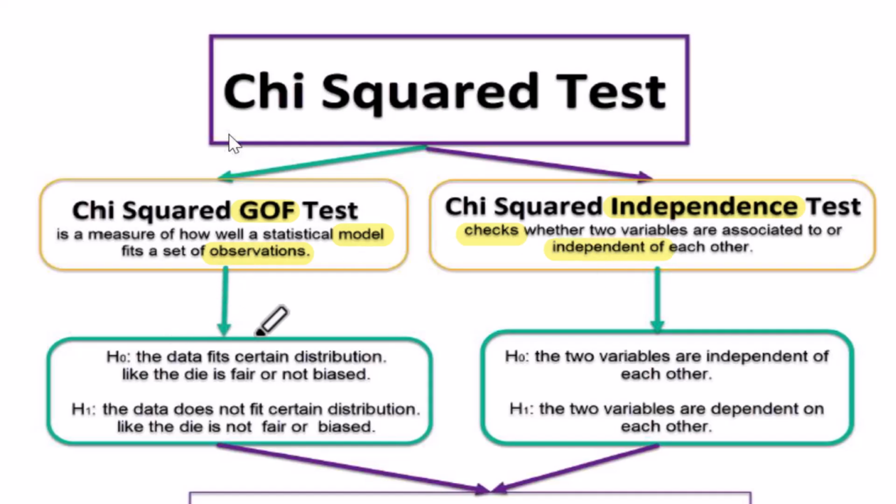For the GOF test, H0 will be that the data fits a certain distribution, like uniform distribution, binomial distribution, normal distribution, and so on. When we say the die is fair, it means the data follows a uniform distribution. H1 will be the opposite of H0: the data doesn't fit a certain distribution or certain pattern.